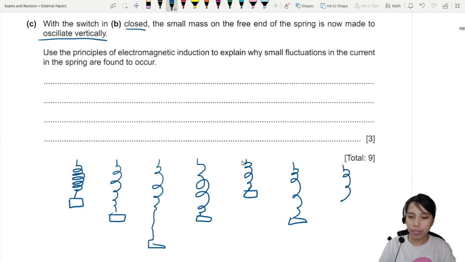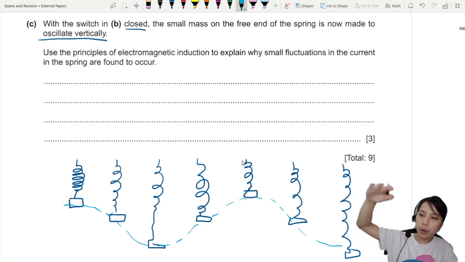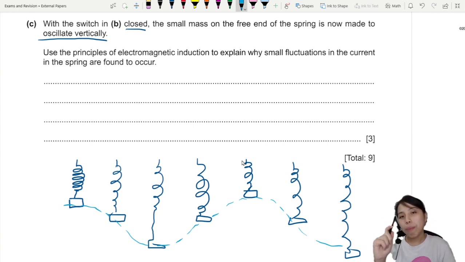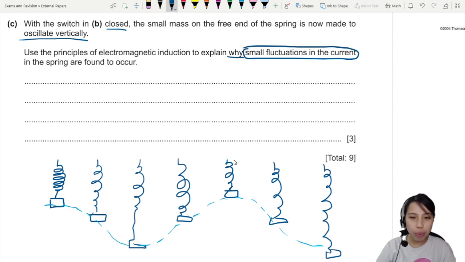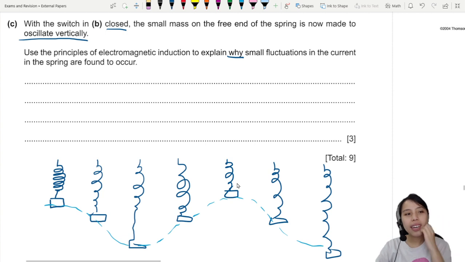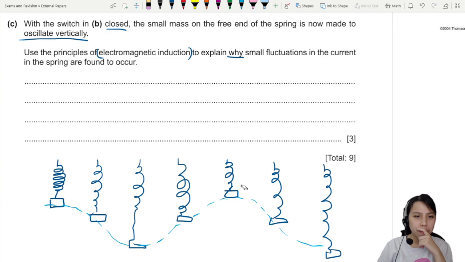I could draw a whole series of springs. It's going to follow your sine or cosine pattern. Goes up, goes down, goes up, goes down. But we need to explain not the simple harmonic motion. We need to explain why there are small fluctuations in the current in the spring when you have this oscillation happening. How on earth does oscillation relate to electromagnetic induction?